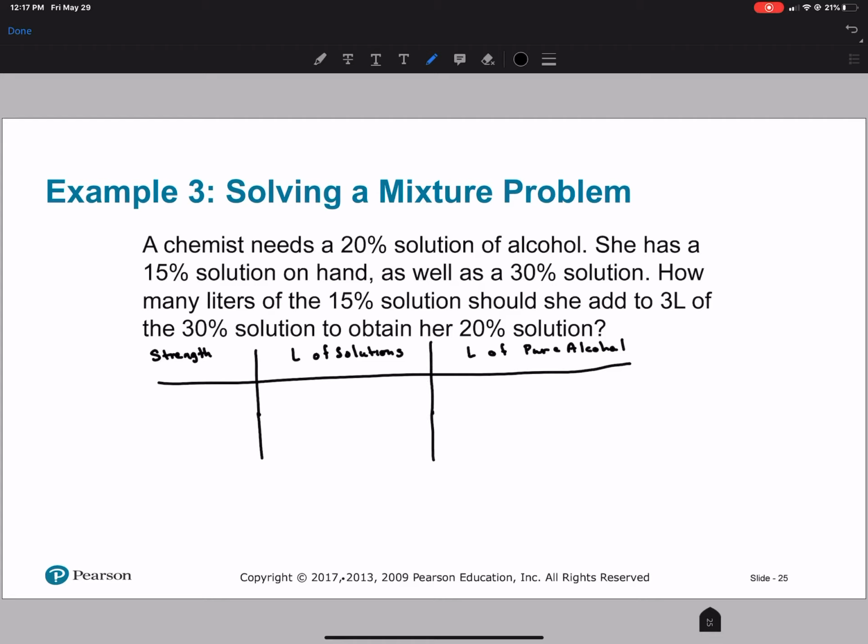All right. So we have what? We're going to have 15%. We're going to have 30%. And we're trying to reach our what? Goal of 20%.